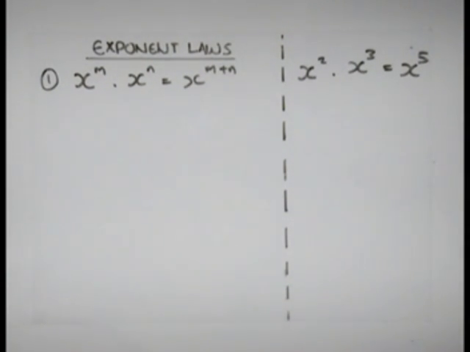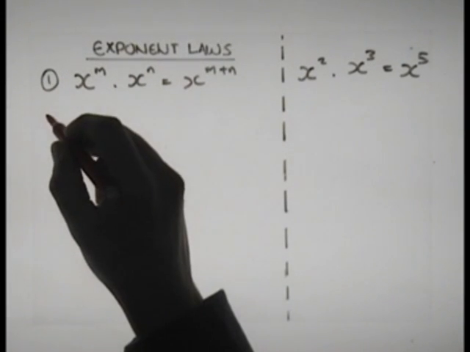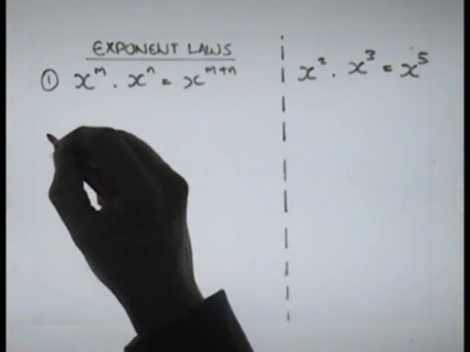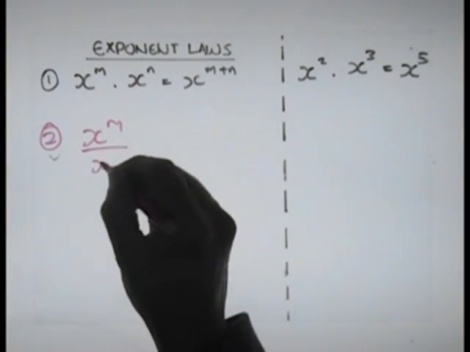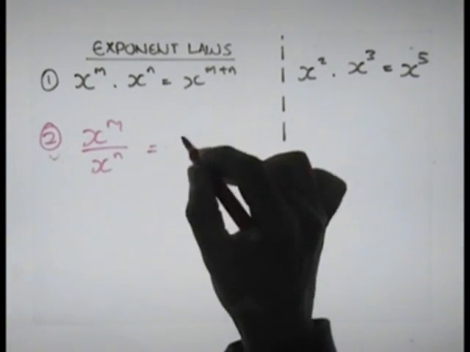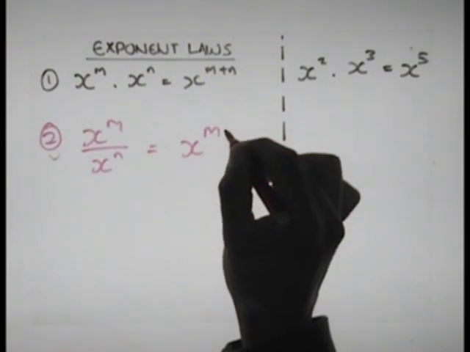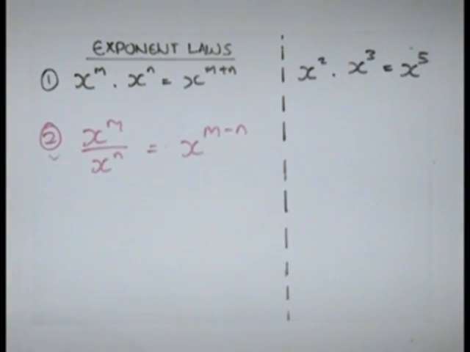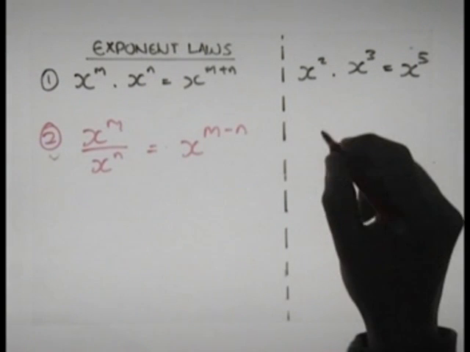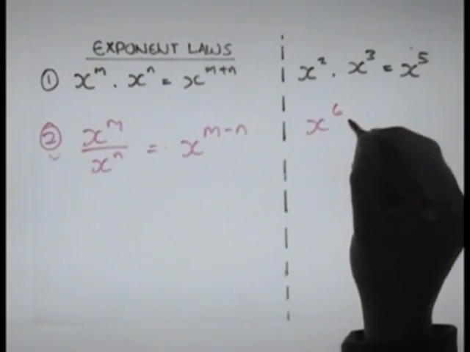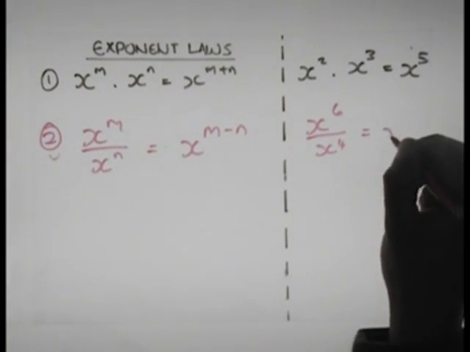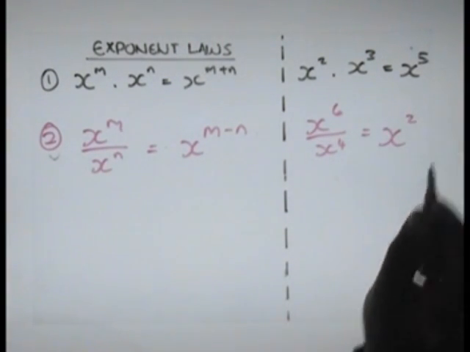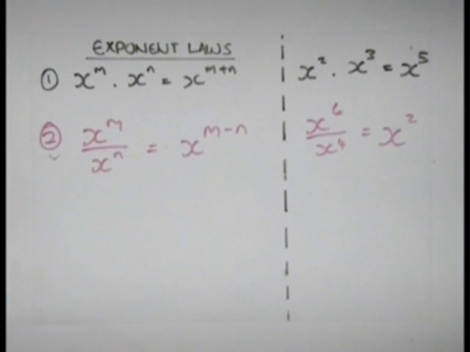The second law that we are going to be looking at is very closely related to this law over here, which says that x to the power m divided by x to the power n will equal x to the power m minus n. An example of this one, x to the power 6 divided by x to the power 4 will equal x to the power 2. 6 minus 4 is 2.